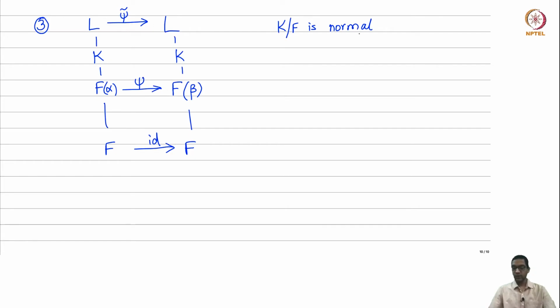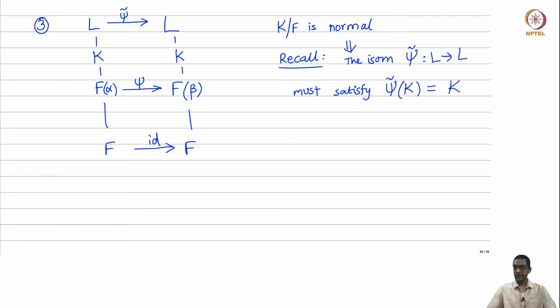So what do we know? If you recall one of the equivalent properties of a normal extension, we proved that if K over F is normal, then any automorphism of the algebraic closure of K, any map psi tilde which restricts to identity on F, must send K to K. Okay, so recall from our lecture on normal extensions. This means that the isomorphism psi tilde must satisfy the following property: it must map K back to itself. It cannot send elements of K to elements which are not in K.